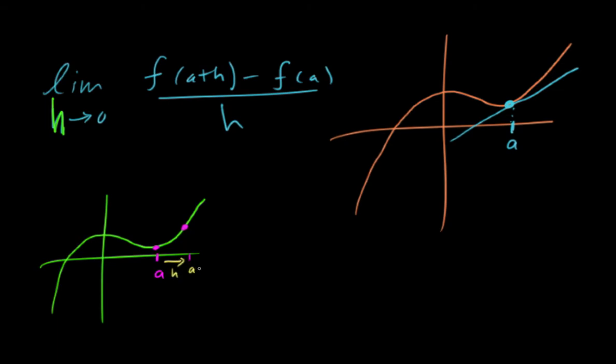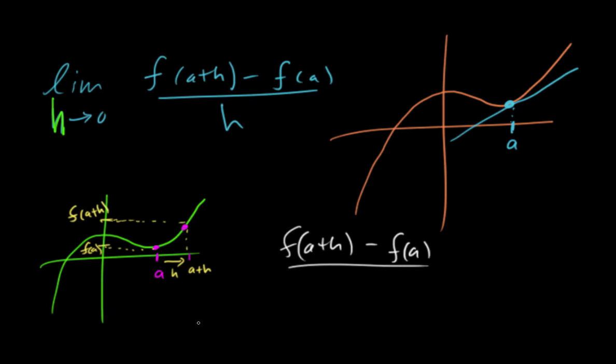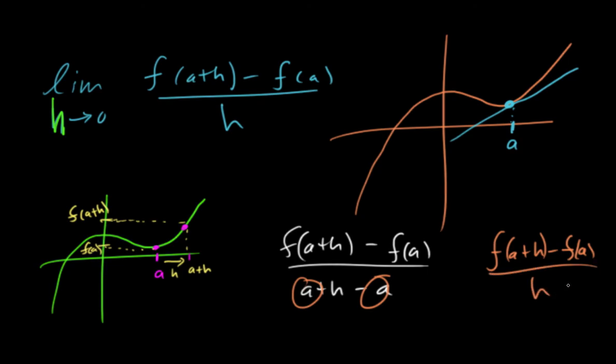And so this point would be A plus h. So this y value is going to be f of A plus h, and this is going to be f of A. Now if we just do our gradient formula, we're just going to get f of A plus h minus f of A over A plus h minus A. Okay, but if we see that, these two are going to cancel. All right, so we have this thing.